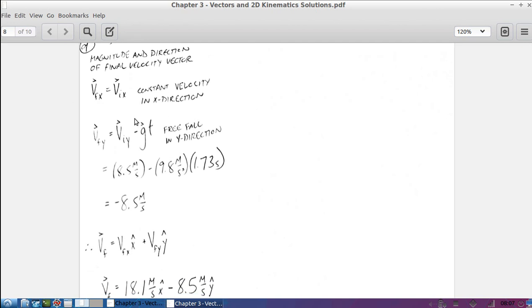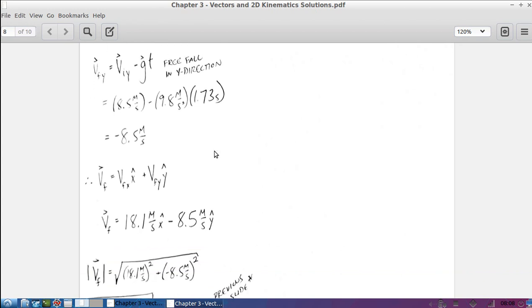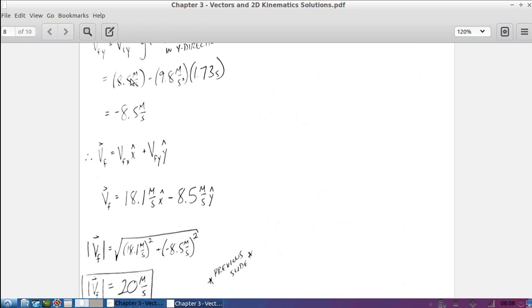Free fall in the y direction. Let's find v final y. Right? I want the magnitude of v final, so I want v final x, v final y. I already have v final x because it's the same as v initial. Let's use this kinematics equation to solve for v final y. I've got positive 8.5 meters per second in the y direction. Acceleration due to gravity. Total hang time is 1.73 seconds. You see this is negative, and this is actually twice the value of this. So if you just calculate this term, you should get 17, right? Something very close to 17. So what we end up with is 8.5 minus 17.